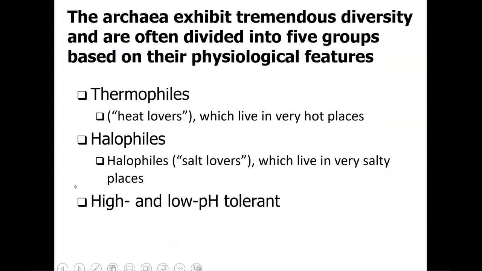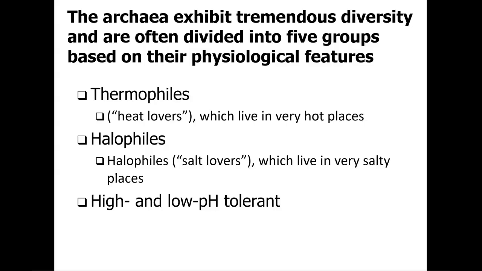So the archaea exhibit some tremendous diversity here. And with this, they're divided into 5 groups based on physical features. First, we have the thermophiles. They are the heat lovers. These live in very hot places. Next, we have what's called the halophiles. These are salt lovers. These live in very salty places.